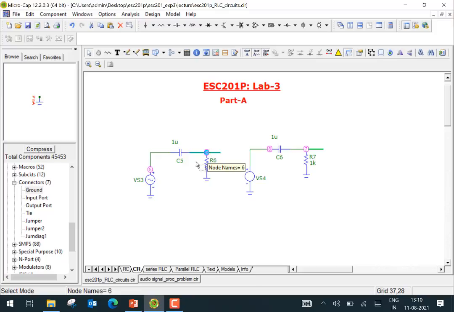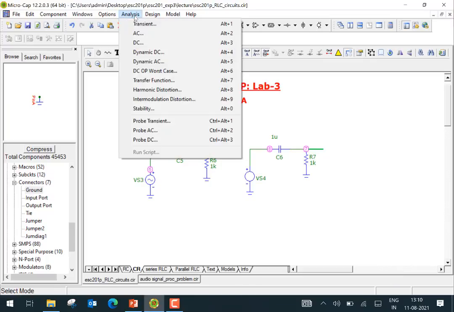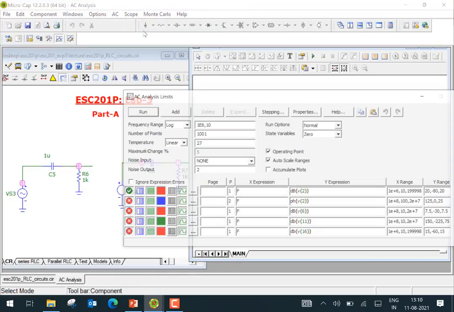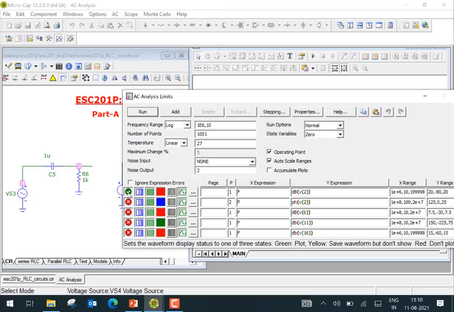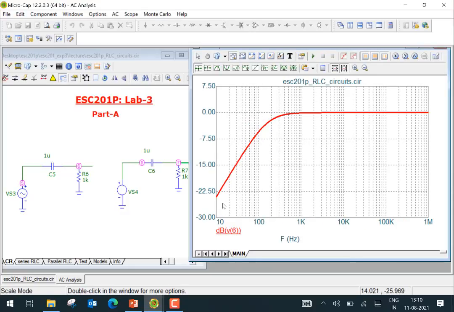We'll look at node 6 here. Again, this is a sinusoidal input, and AC analysis will take the amplitude as 1. So let's do the AC analysis and monitor node 6, enable this, and run it. Now we see that this is a high pass filter, because lower frequencies are getting attenuated. Note that this scale is in dBs, and a minus value means less than 1.